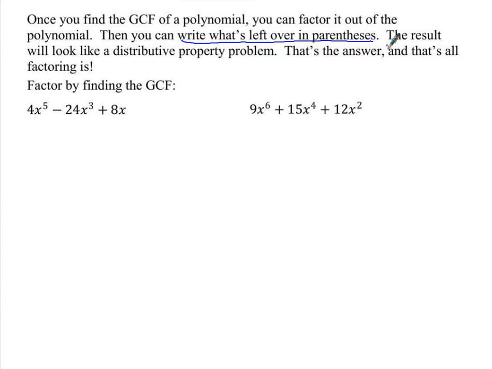You've undone multiplication. And what is undoing multiplication? Division, yeah. So basically you've kind of divided out that GCF, and that's the answer. And that's all factoring is, undoing multiplication. You're undoing the distributive property. So if you think of it that way, that should help you when you're asked to factor something. So it says factor by finding the GCF.